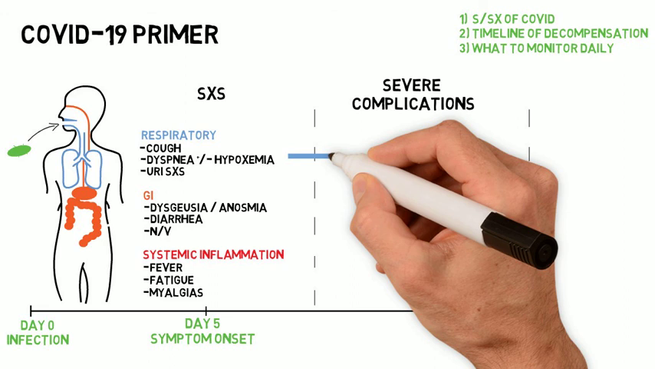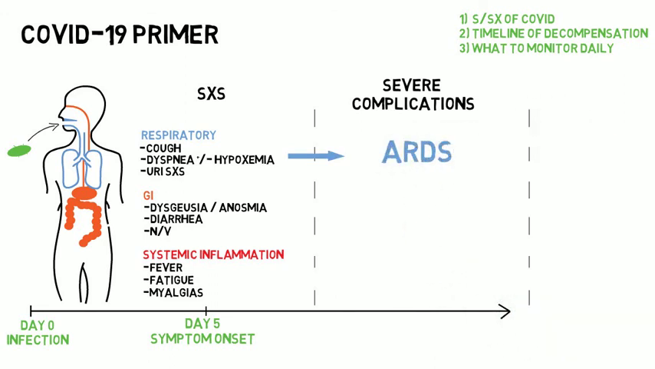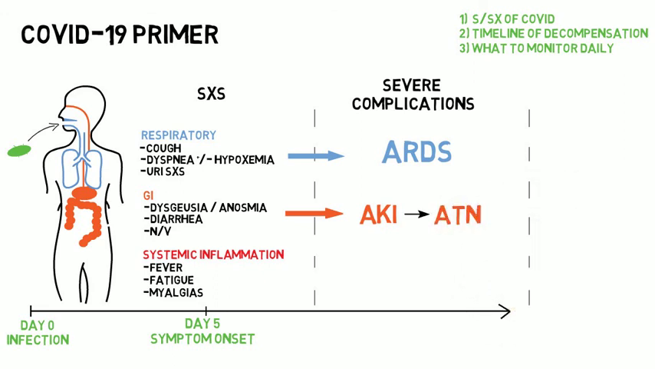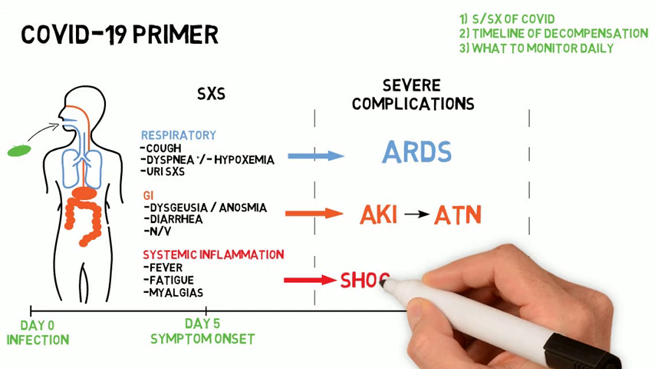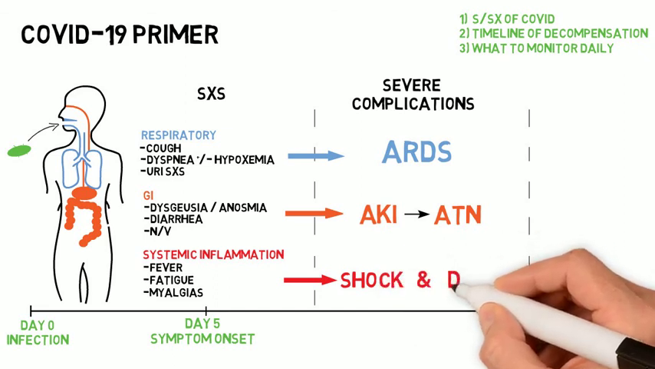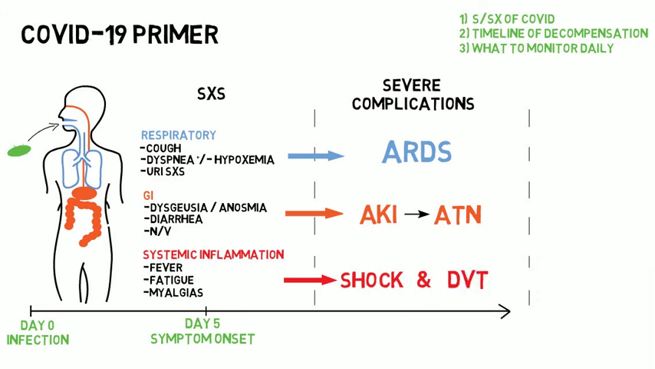Pulmonary involvement progresses to ARDS. GI involvement, including dysgeusia and nausea, both result in a lack of PO intake, which combined with diarrhea results in hypovolemia. This then results in an AKI, and if not corrected early enough, can potentially result in ATN requiring renal replacement therapy. And the massive systemic inflammatory response can actually be so severe in some patients that it can result in shock and even predispose to a hypercoagulable state, resulting in frequent DVTs and PEs, even despite DVT prophy.